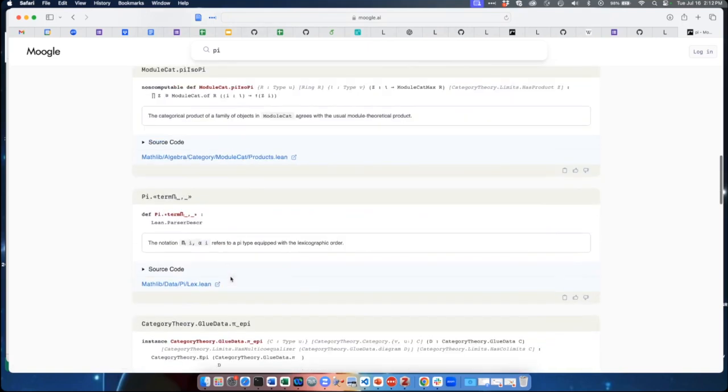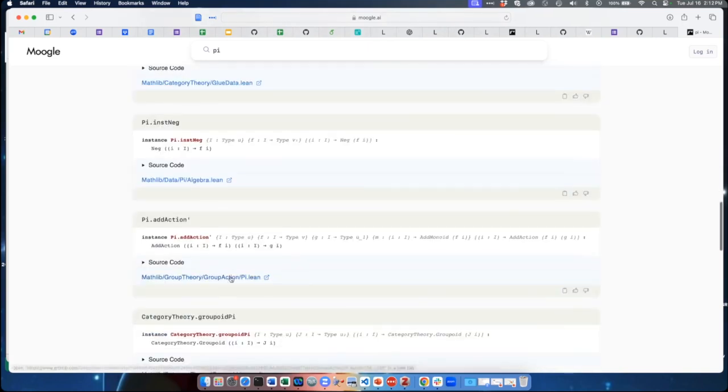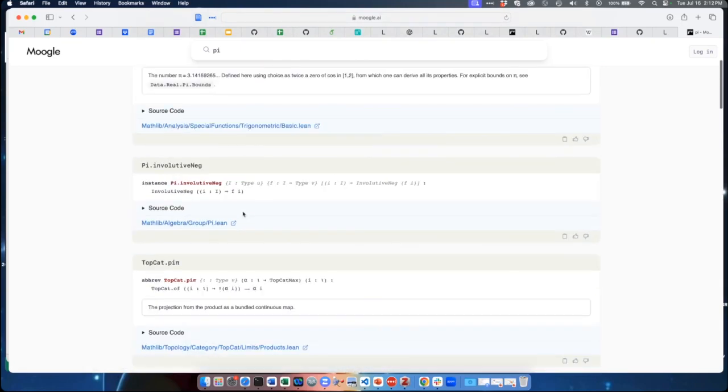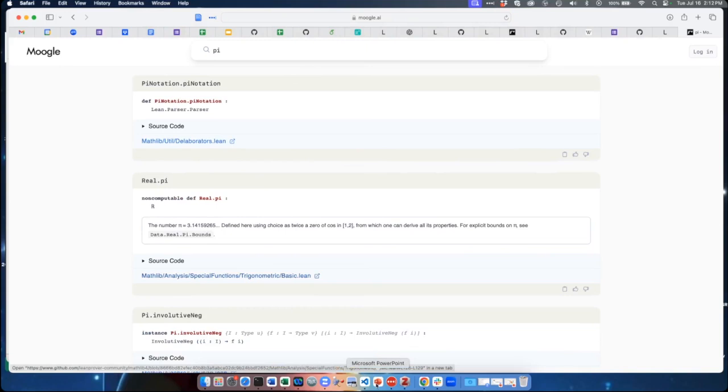Or is it just for definitions? Maybe it's... Oh, no, it's for finding theorems too. Yes, that's right. That's right. Moogle is the Lean Google.